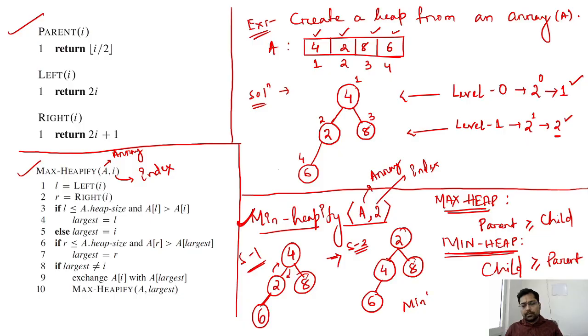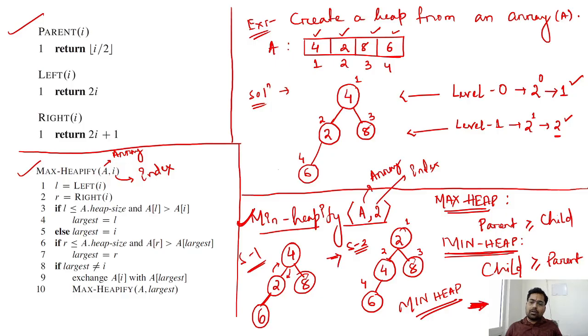This is a min heap. I'm clearly writing it: min heap. In this way we have created the min heap, and to convert it into an array, the min heap array will be indexed 1, 2, 3, 4. Now we have changed the indices: 2 will be written, then 4, then 8, then 6. This is the array version of the min heap.